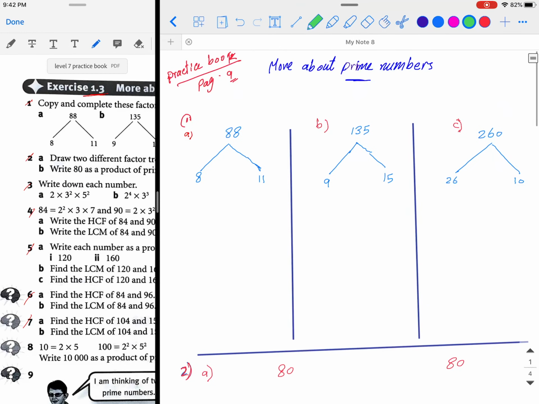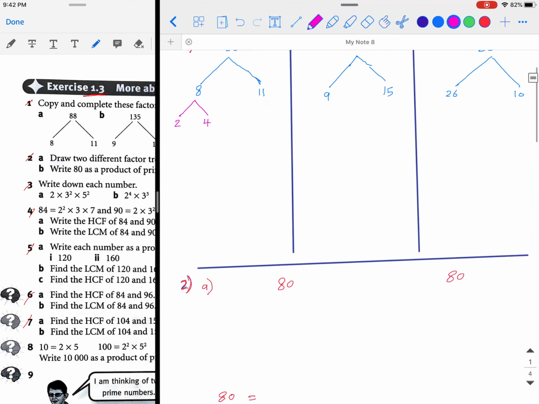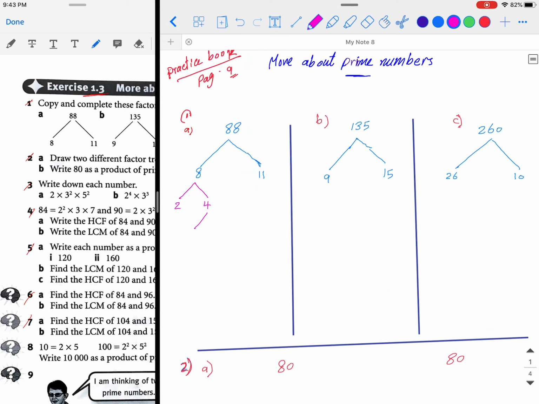So in question 1, he asked me to complete these factor trees. So what should I do? For example, in the first one, 88, he said it's 8 multiplied by 11. So I will check, 8 equals what by what? Yeah, it's 2 by 4. Okay, so this 2 is done. And what about 4? Yeah, 4 is still 2 by 2. For 11, it is actually a prime number, so you can't break it down anymore.